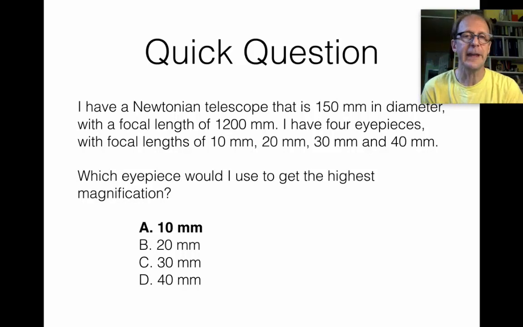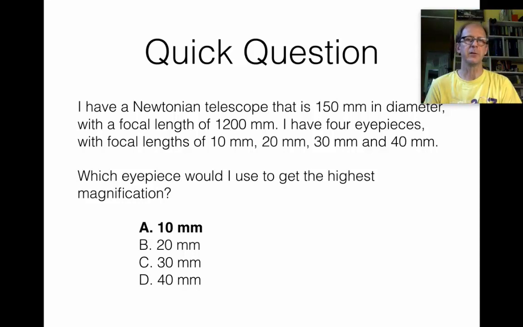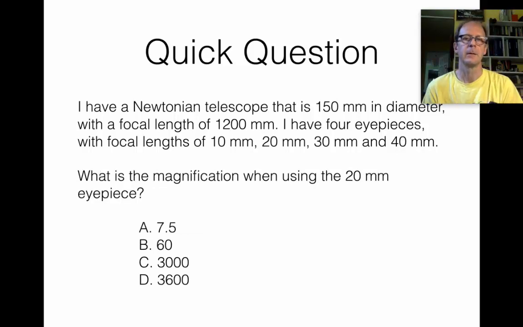The answer is 10 millimeters, because the magnification is the focal length of the telescope divided by the focal length of the eyepiece. The magnification is inversely proportional to the focal length of the eyepiece. So the shortest focal length eyepiece will provide the highest magnification. Same telescope. If I put in the 20 millimeter eyepiece, what will the magnification be? Again, hit pause.